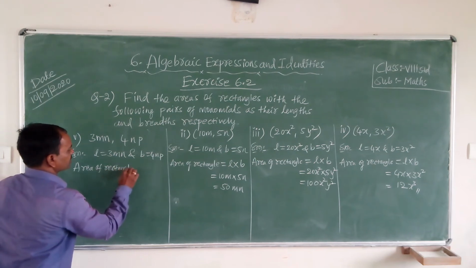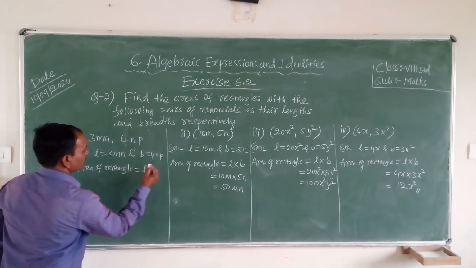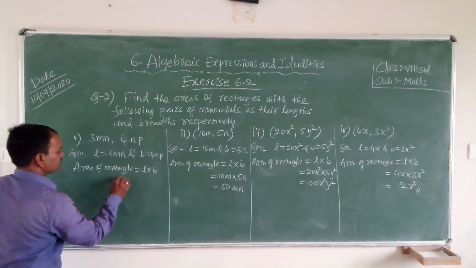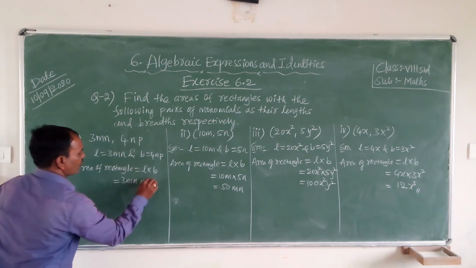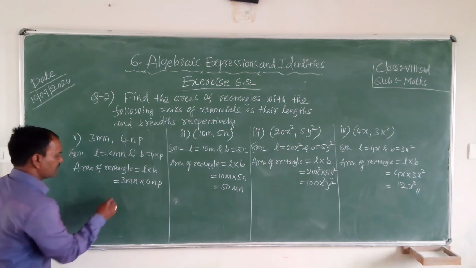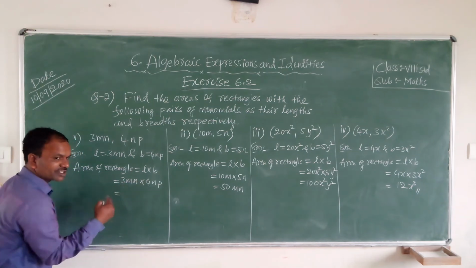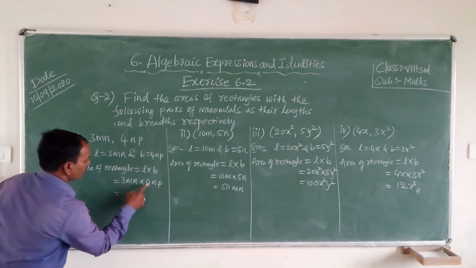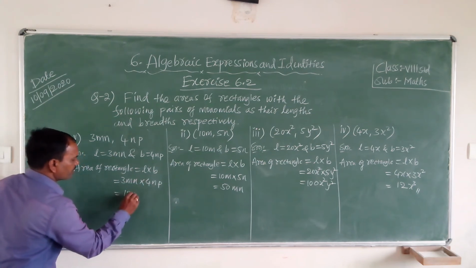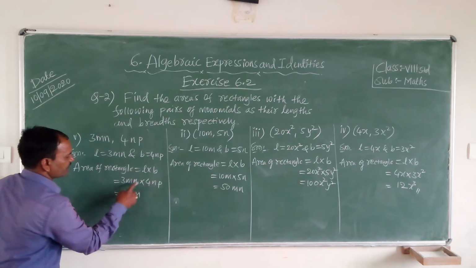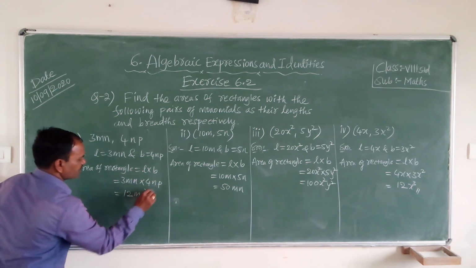Area of rectangle is equal to length into breadth, length is there 3 mn into breadth is there 4 np. See here, first constant number you have to multiply. 3 into 4, 3 4s are 12. M is there here? No M, you have to write M. So n into n square, so p is there, p.